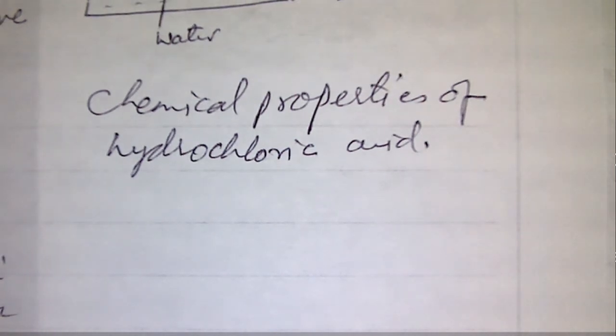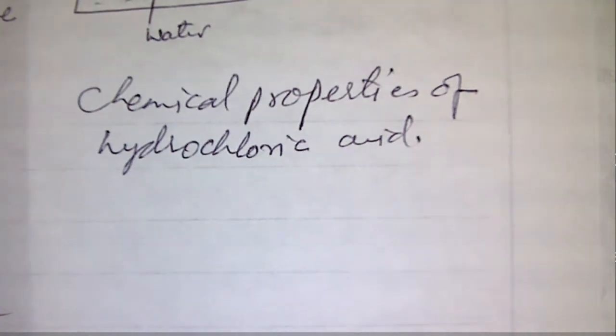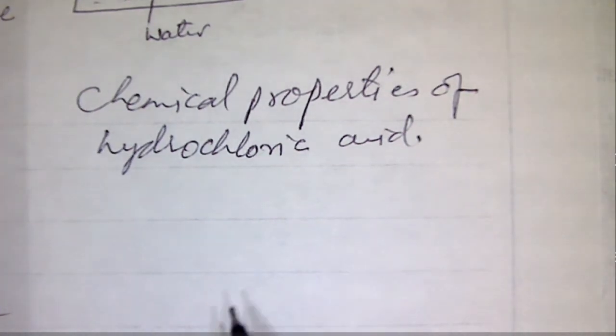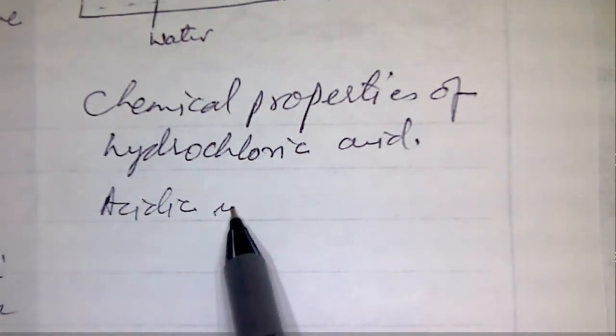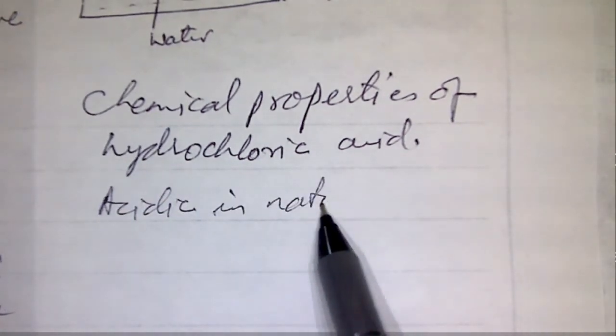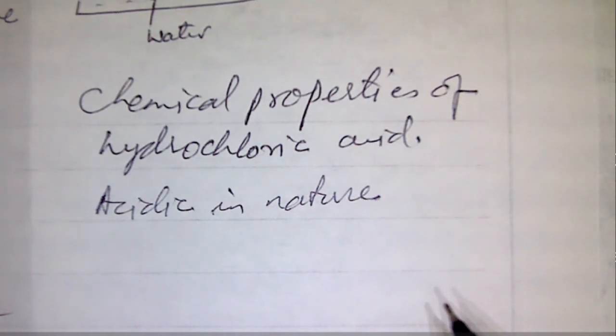Chemical properties. So here we straight away go into the properties of the acid only. It is acidic in nature, isn't it? Now since it is acidic in nature, it will have a sour taste. Clear? When you dissolve it in water, it dissociates, producing hydronium ion, isn't it?